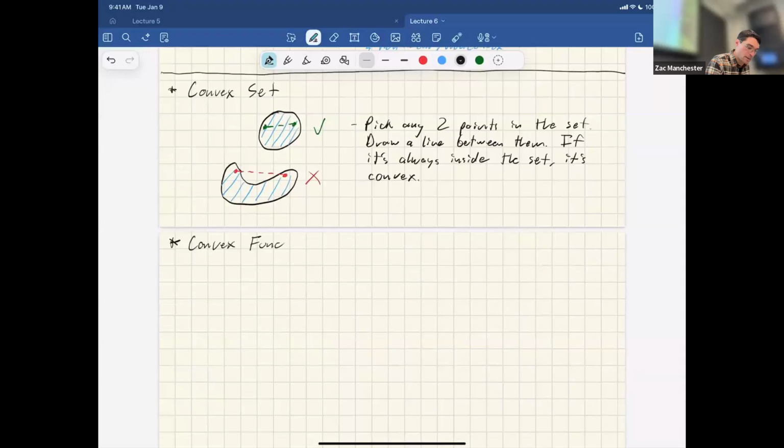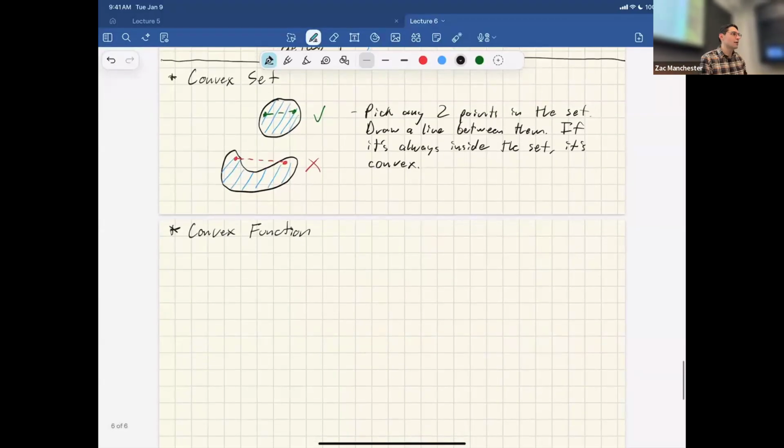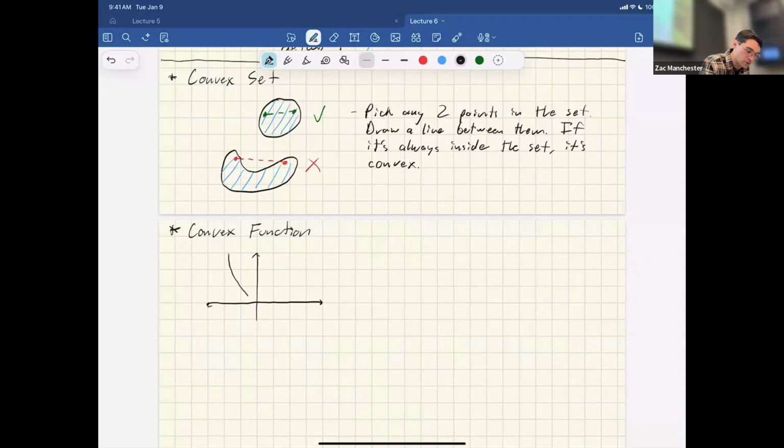And there's many, many equivalent definitions of convex function. I will give you the simplest geometric one, based on bootstrapping on our definition of convex set. So a convex function is a function. Let me draw a cartoon of one. I'm going to draw a nice little quadratic bowl, like a parabola, right?